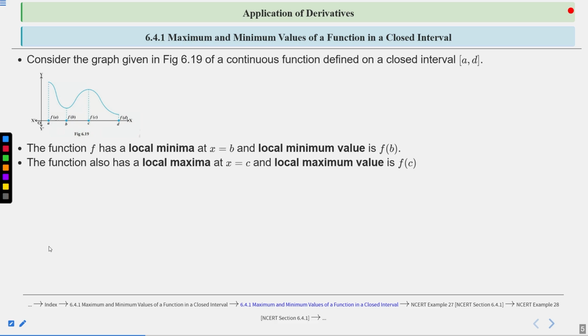Now the function also has a local maxima at x = c and local maximum value f(c). You can see local minima at x = b, right? And what will be the local minimum value? f(b), right? At x = b, the value of the function is f(b). And similarly, the function has a local maxima at x = c, and the local maximum value is f(c), okay?